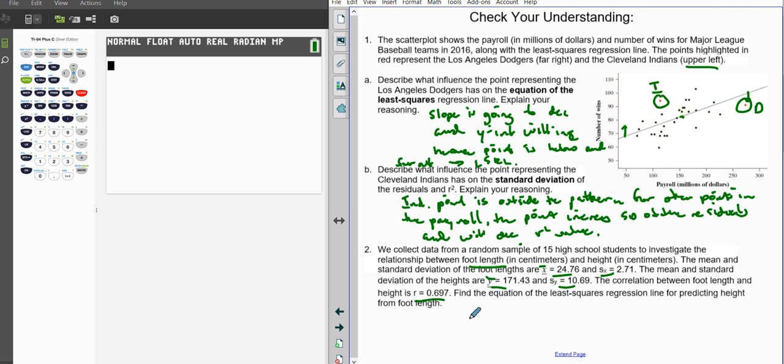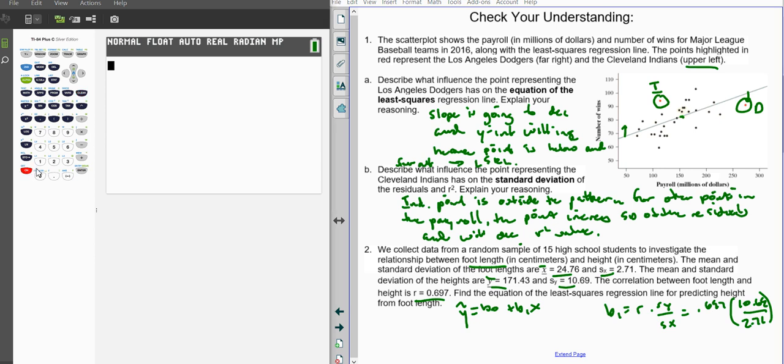Well, this is where we're going to use our little equation. What do we know? We know that y prime equals b sub 0 plus b1 times x. We can find b1 first. How do we find b1? We take our r value and multiply that by s sub y over s sub x. So we take 0.697 and multiply that by 10.69 divided by 2.71.